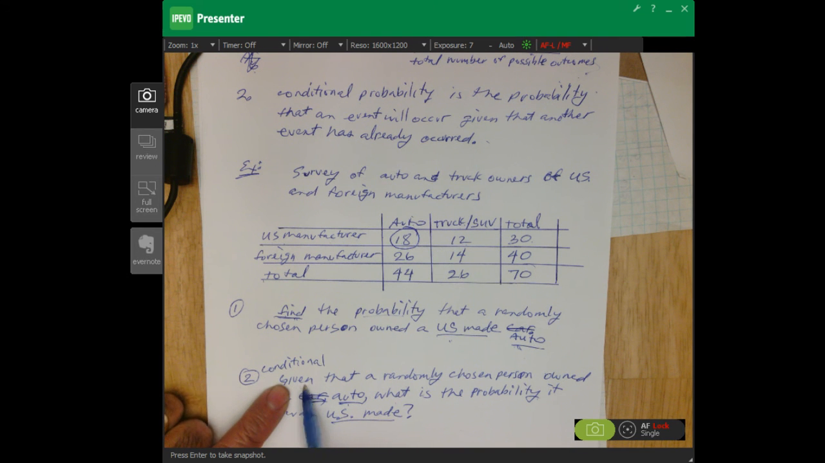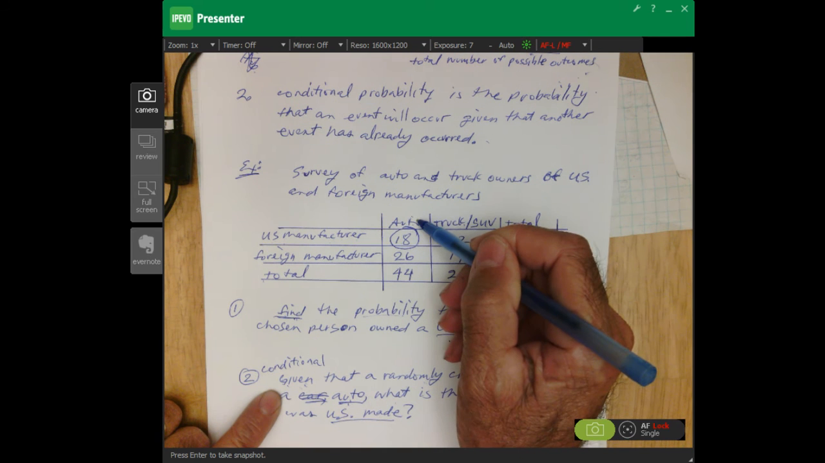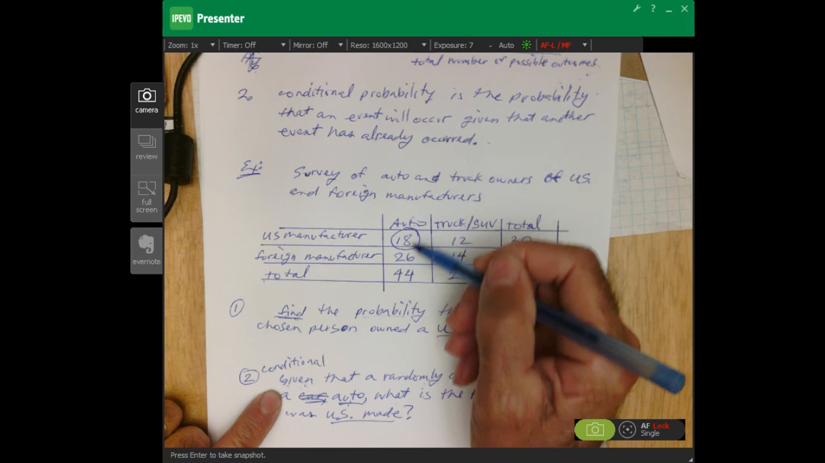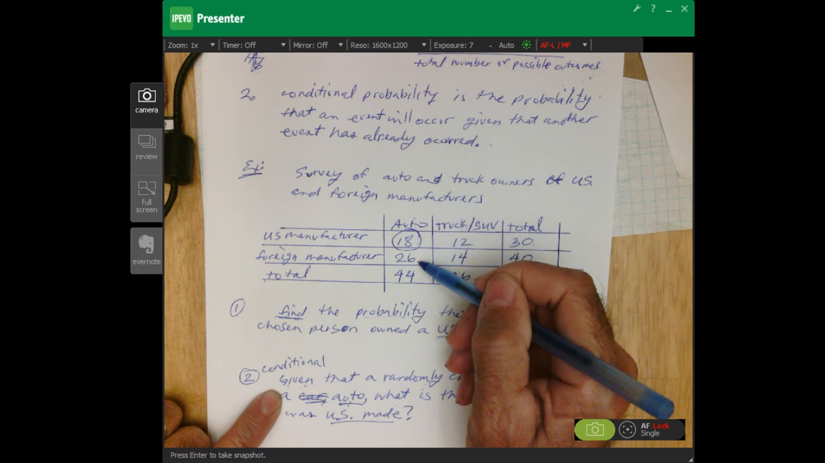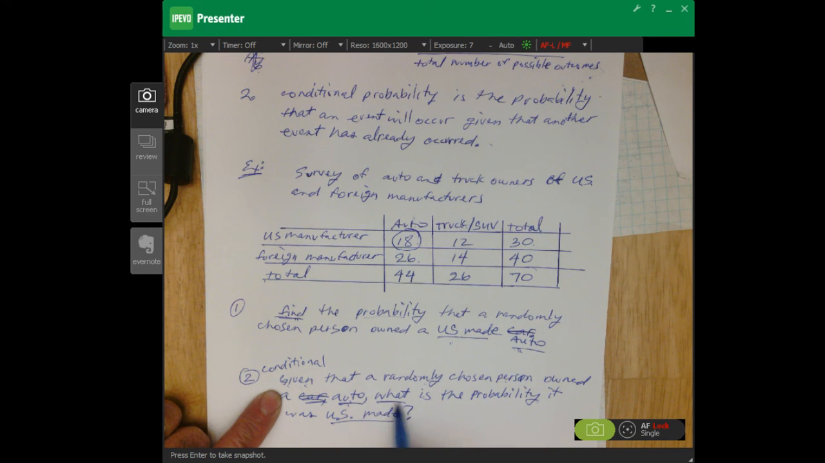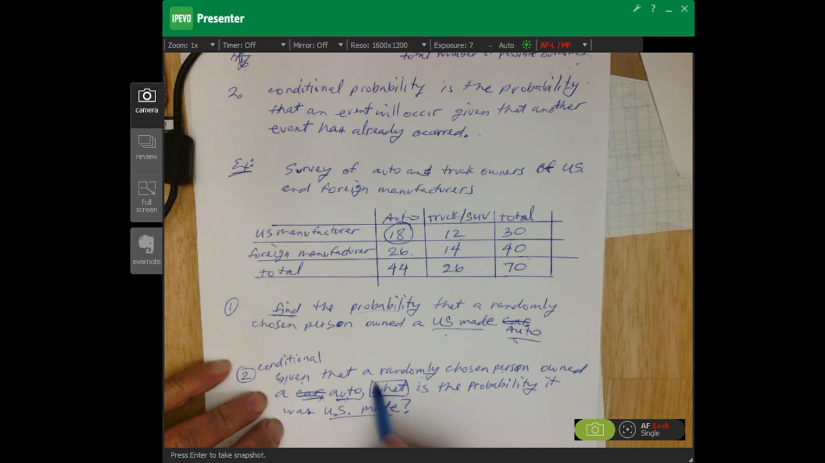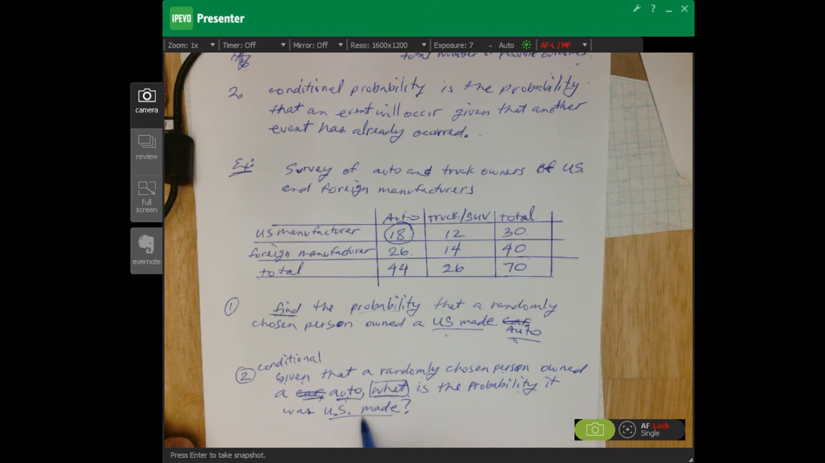Now here it says given. That word means it's telling you that we know whatever it is first. Now what do we know? That this randomly chosen person owned an automobile. So we know that it's an automobile, but we don't know whether it's going to be a U.S. manufacturer or foreign manufacturer, because that's what you're going to be finding. So this is where the question starts. What is the probability that it's U.S. made? So it's only going to be one event right here.